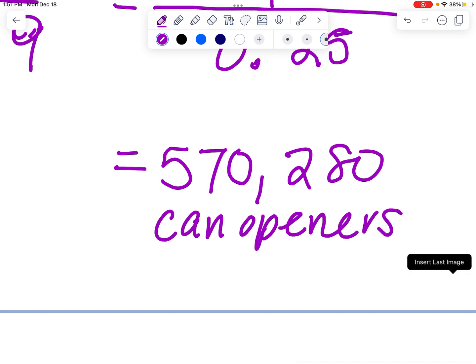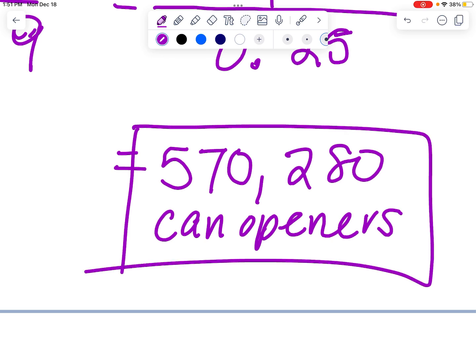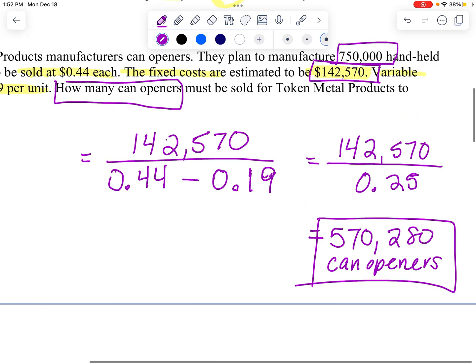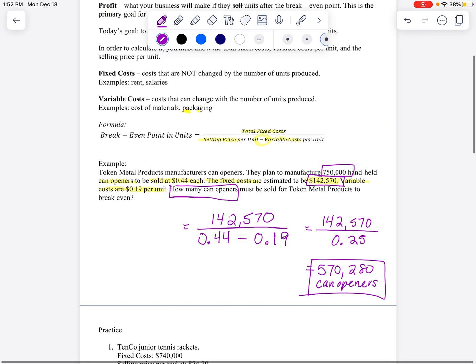So this is how many can openers they must sell if they're going to break even, meaning they're going to cover all the expenses. They need to pay back everything that they spend just to make the can openers. And now the goal would be if they sell more than these, then they can go past it and hopefully make a profit, which is something we'll eventually move into, but not for today.